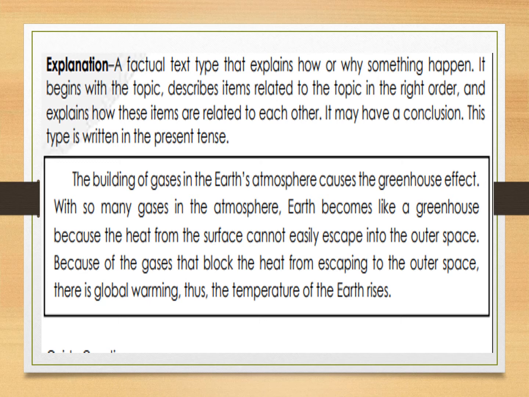Example of an explanation text type: the buildup of gases in the Earth's atmosphere causes the greenhouse effect. With so many gases in the atmosphere, Earth becomes like a greenhouse because the heat from the surface cannot easily escape into outer space. Because of the gases that block the heat from escaping to outer space, there is global warming. Thus, the temperature of the Earth rises.